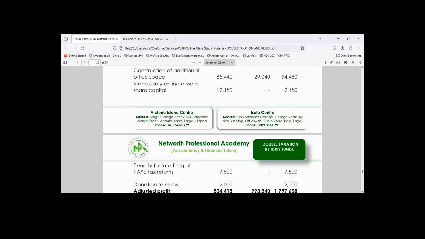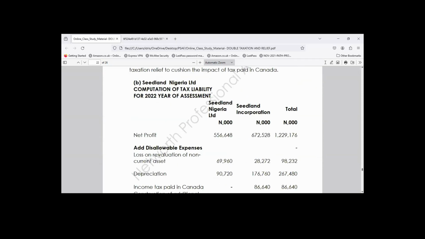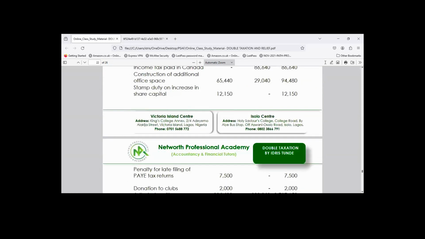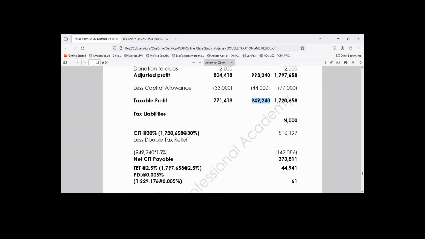Which year of assessment are we doing? 2022 year of assessment. The rate of education tax in 2022 year of assessment is 2.5% of adjusted profit, which is the total adjusted profit, which is this. I will do that.